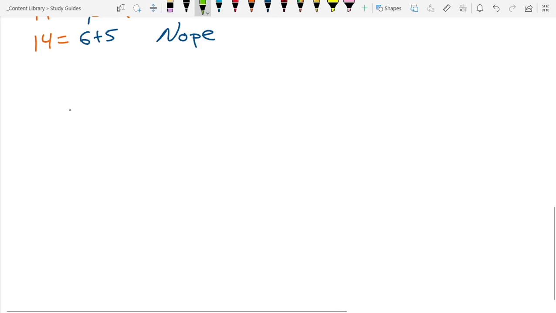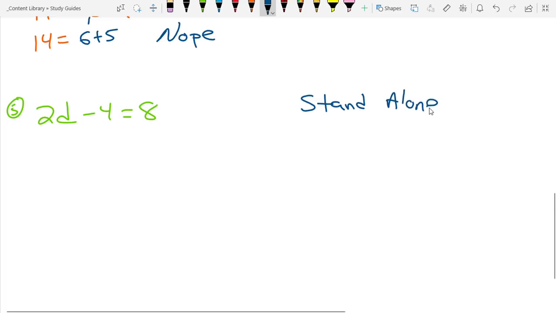On to number 5. You have 2d minus 4 equals 8. So now you have two numbers you have to get rid of, the 2 and the minus 4. We always get rid of the standalone first, the number that's not attached. So this minus 4 is all by itself. So to undo a minus 4, we're going to add 4 to both sides. So we have 2d is equal to 12. That 2 is a multiplier, so we're going to divide.